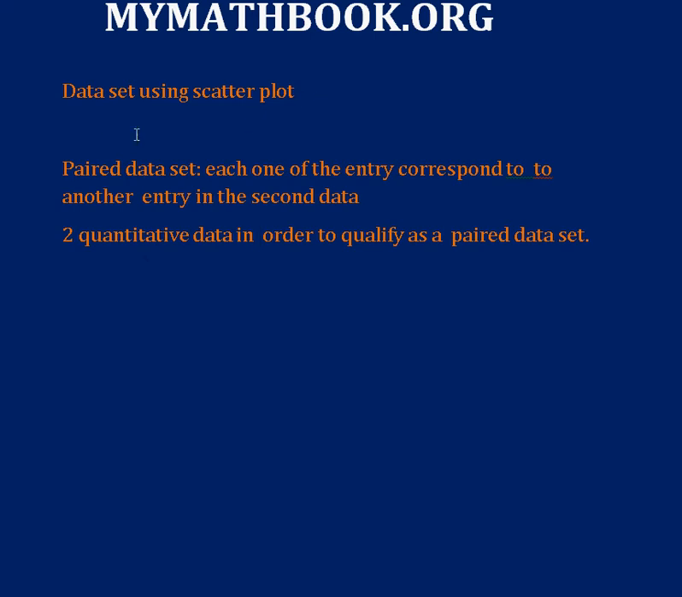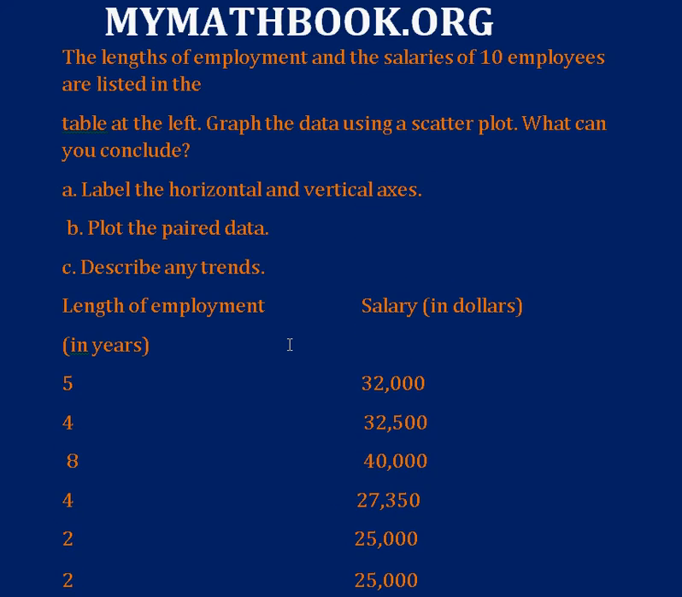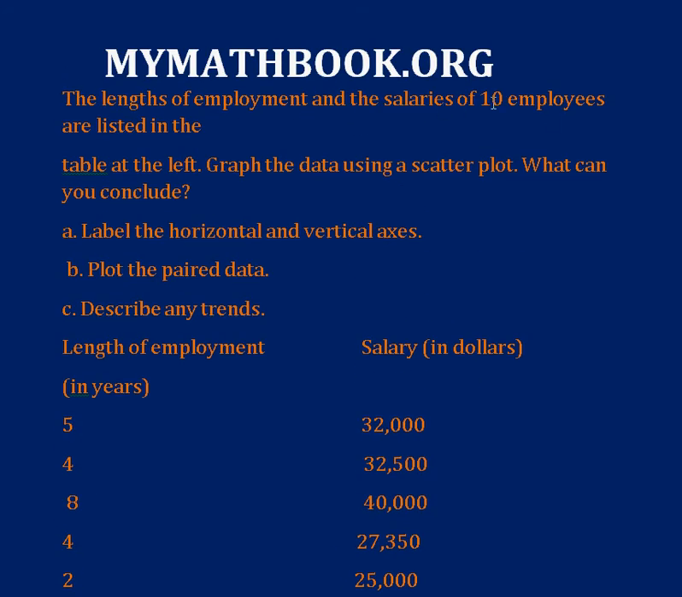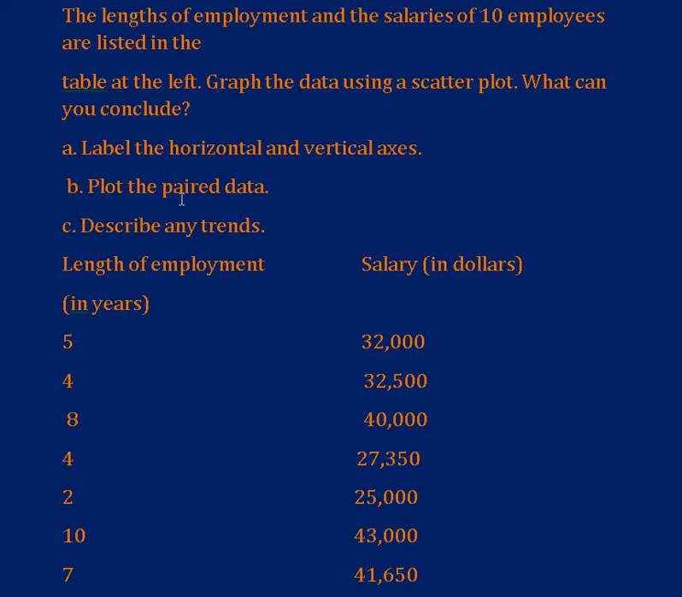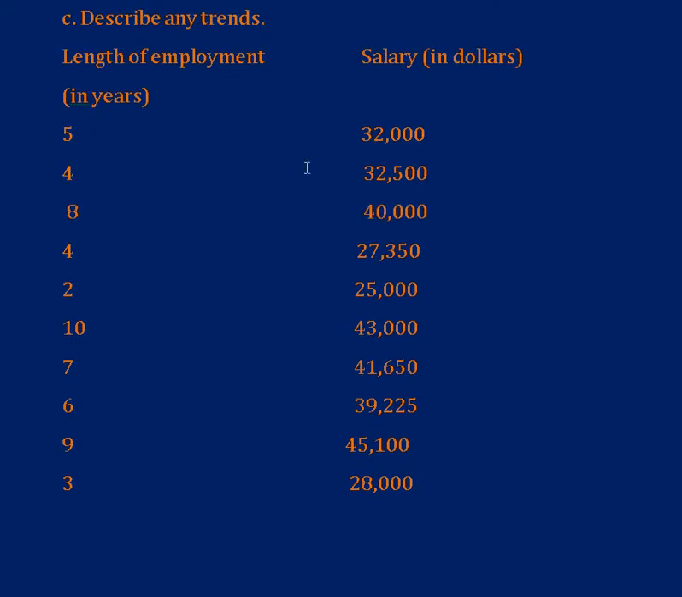Next thing I want us to take a look at is this huge question here. It says that the length of employment and the salaries of 10 employees are listed below in the table. Graph the data set using a scatter plot, and what can you conclude? We should label the horizontal and vertical axes, plot the paired data, and describe any trends you can find. I put all the information in an Excel spreadsheet, and we're going to use it to construct the scatter plot.